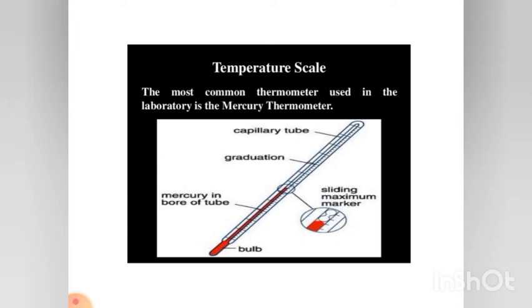In this thermometer you can see that at the bottom there is a bulb, and inside the thermometer there is mercury. Why do we use only mercury in the thermometer? Mercury is shiny and opaque, so it can be clearly visible, and it does not stick to the walls of the container. It also easily expands on heating and contracts on cooling. That's why we use mercury in the thermometer.